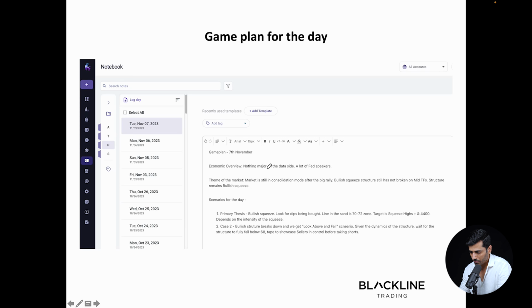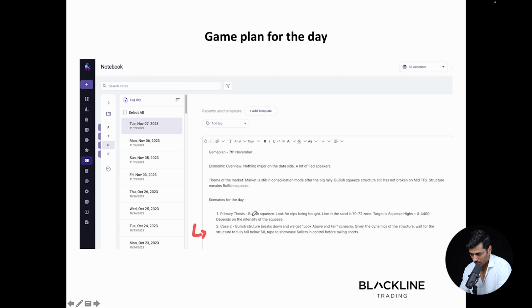Economic overview: nothing major on the data side, a lot of Fed speakers. Now, theme of the market, as we discussed in detail: the market is still in consolidation mode after the big rally. The bullish squeeze structure still did not break on the mid-time frame. So the structure remains a bullish squeeze, right? Having that in mind, and the information that we got from the profile as well, these were my primary areas.